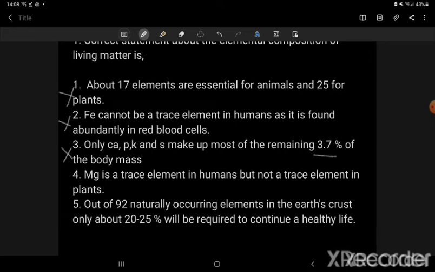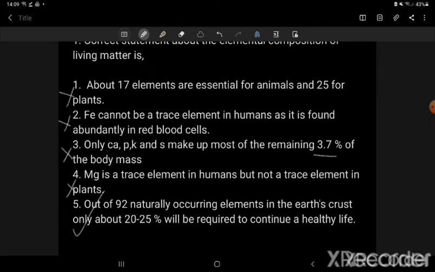Magnesium is a trace element in humans, but not a trace element in plants. What do you think? Magnesium is a macro element in both plants and animals, right? Remember that. So it's not a trace element. Magnesium is not a trace element in humans or plants because magnesium is known as a macro element in humans and plants. Now the fifth statement should then be correct, right?